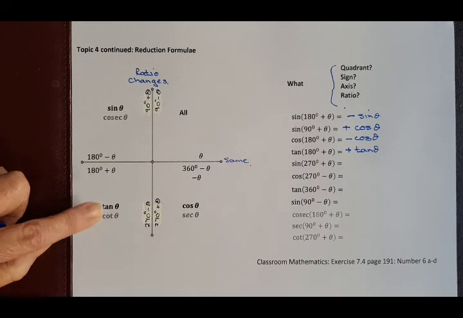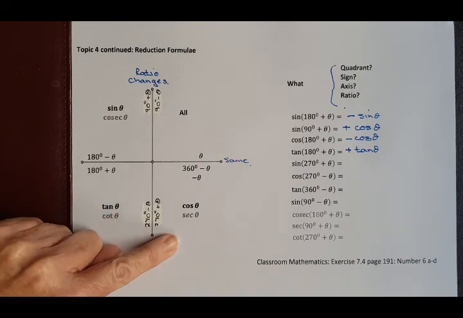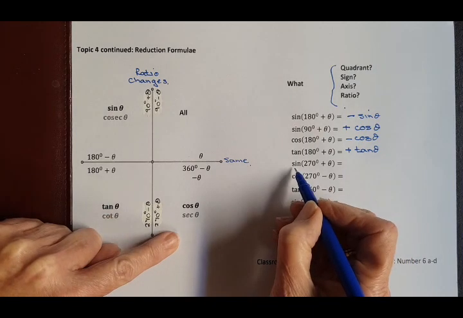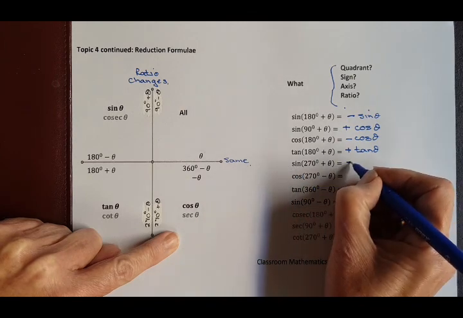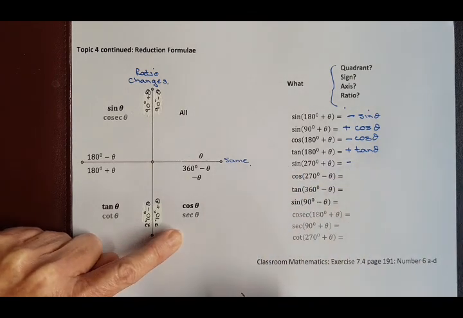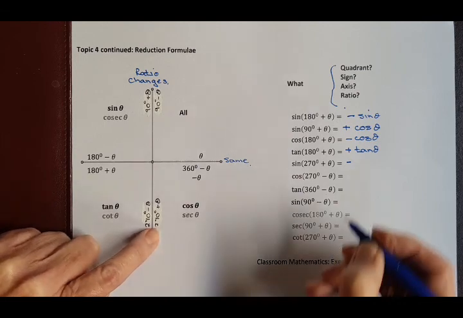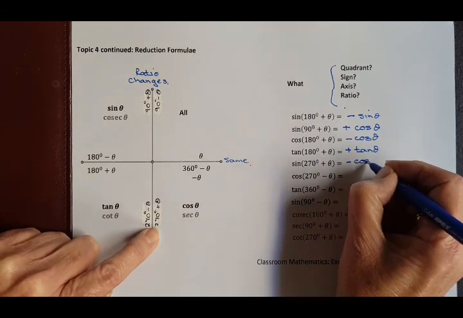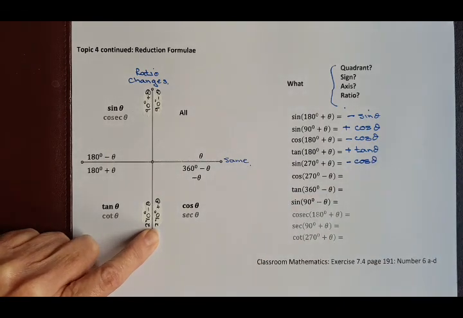270 plus theta, what quadrant? I'm in the fourth quadrant. In the fourth quadrant, sine is negative. So what quadrant? Fourth. What sign? Negative. What axis? Y. What ratio? It changes to its co-function.